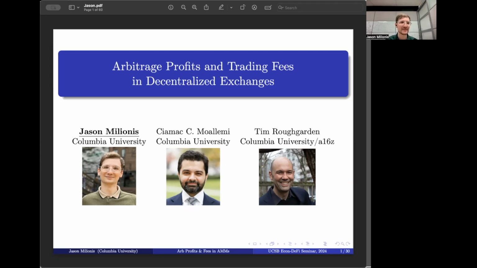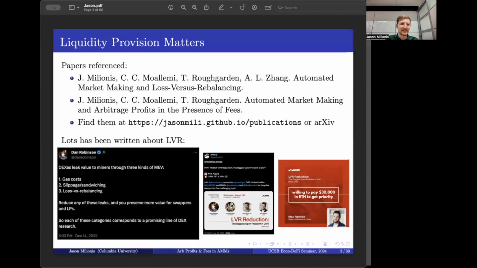So today's topic will be on my joint work with Semak and Tim on the economics of liquidity provision in AMMs. Currently there's about $5 billion providing liquidity on these decentralized markets. And these liquidity providers who give capital to AMMs are clearly subject to some risk. And the question is, how much is that risk?